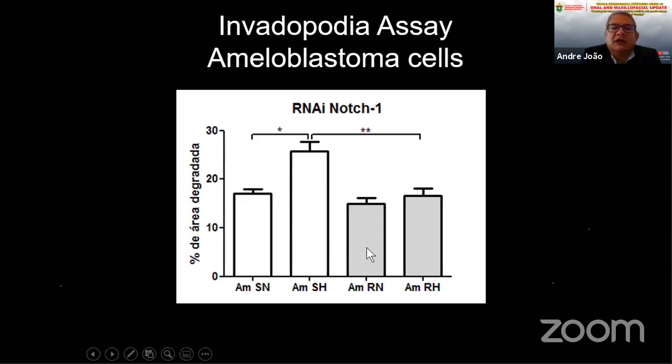Look, only in hypoxia condition, in cells that don't have knockout for NOTCH1, we have a degradation of a high area of gelatin. When we have knockouts, we don't have large areas of degradation of gelatin. The hypoxia probably activates the role of NOTCH1.